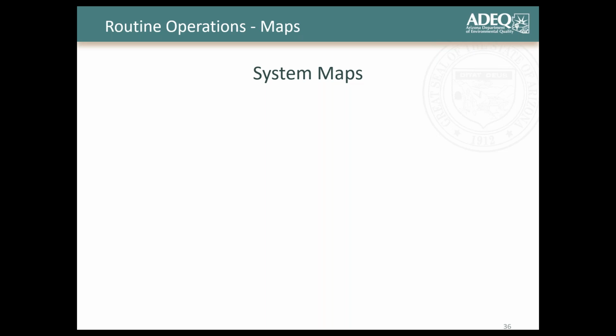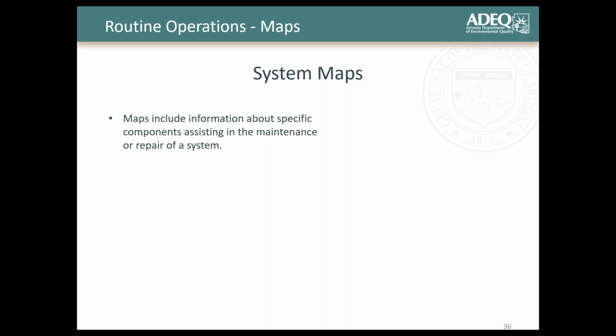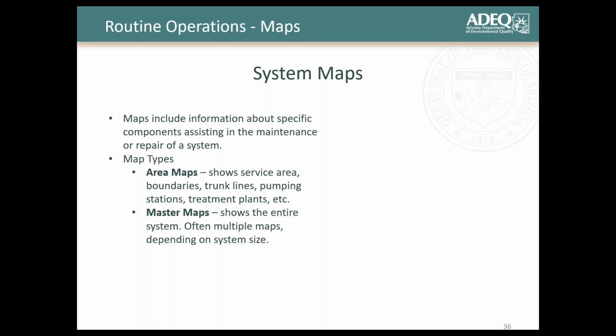So a lot of what our routine operations does, we'll get into a little bit of the day-by-days, but one of the most important things in routine operations is knowing what your system is and where you're supposed to be working, right? So there's different types of system maps that I wanted to talk about, and a lot of times you'll have questions on maps and map types, so I wanted to throw this in there.